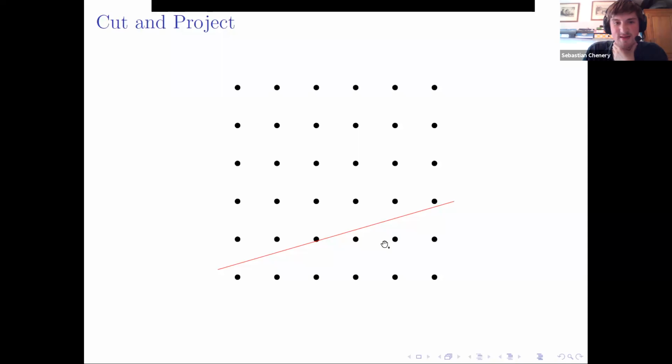And I make an orthogonal set of axes, and I take what I call an acceptance domain in here, and then whenever I see a point inside this domain, I project downwards, and I get a set of points, and I call the gaps between the points tiles. If this angle is irrational, this will give you something that's called aperiodic, which is what we see. The next slide.